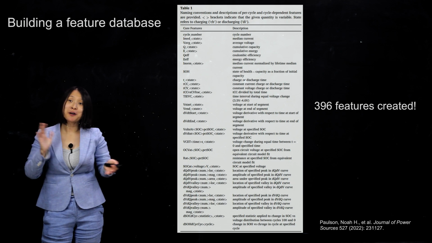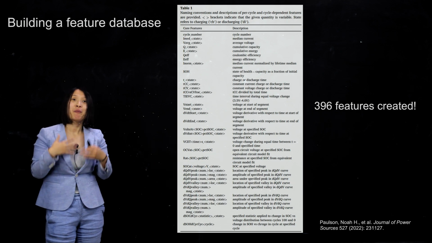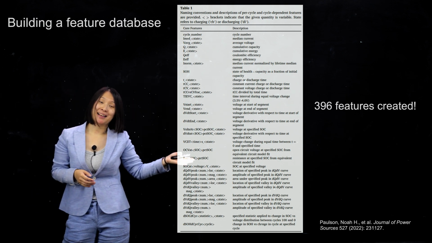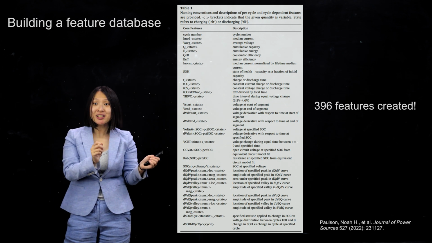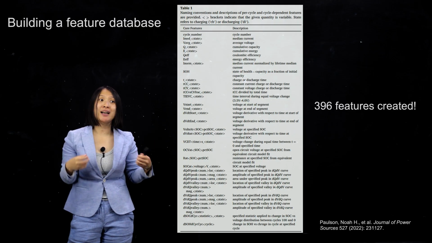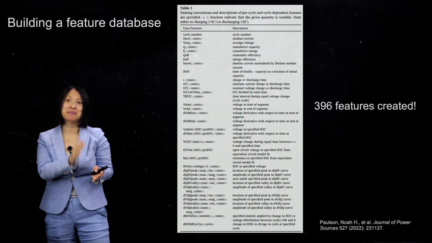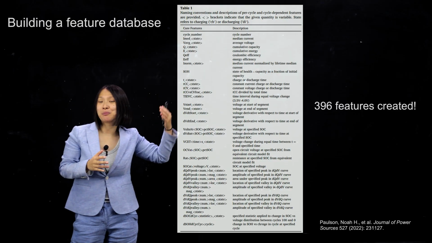So with so many features extracted, we are ready to build a feature database. In this paper, cited on the slides, the researchers were able to extract over 300 individual features, and all this information can be used to build the predictive models.